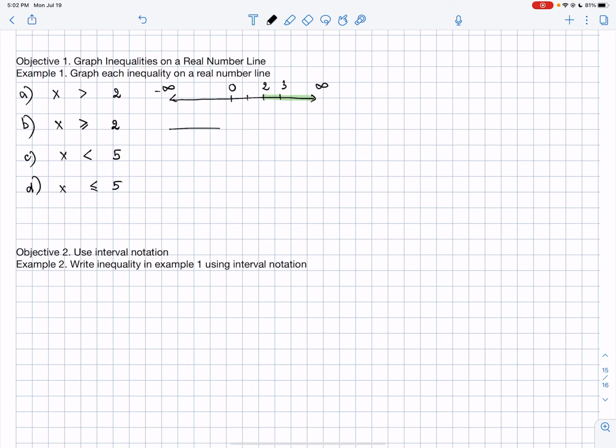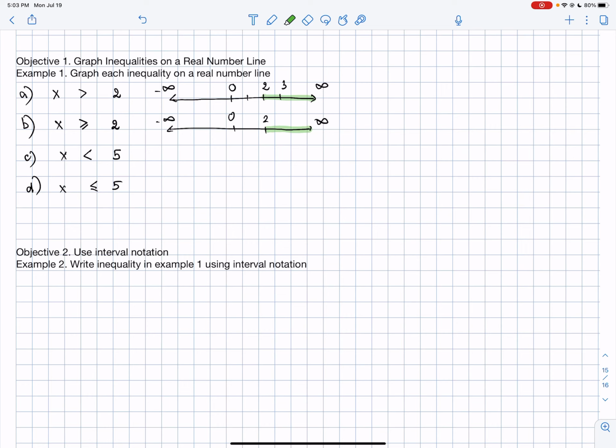Example B, we have the number line again. Now we want x equal to or greater than 2. We still highlight the part on the right side of 2, but then we will have a difference. What does it mean in part A without the equal sign and in part B with the equal sign? Without the equal sign, our number has to be strictly greater than 2. But for B, it can be equal to 2.